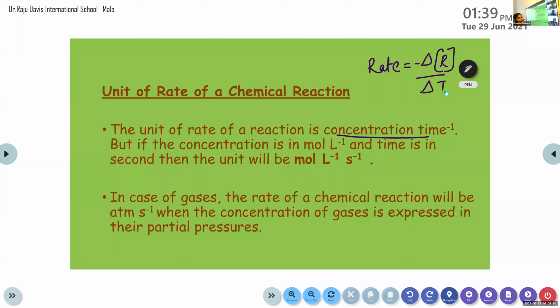We have learned different methods to express the concentration. So in case of molarity, what about the unit? Adul, can you tell me the unit of concentration? Mole per liter. Very good. So here also the unit of rate, mole per liter divided by the unit of time, it is second, isn't it? So here the unit of rate of chemical reaction is mole per liter per second.